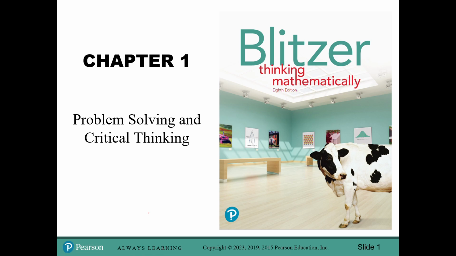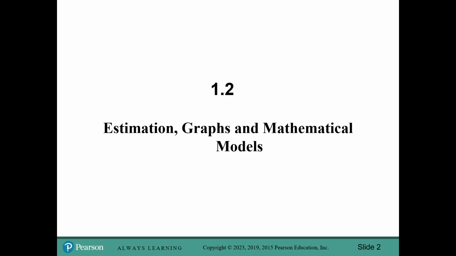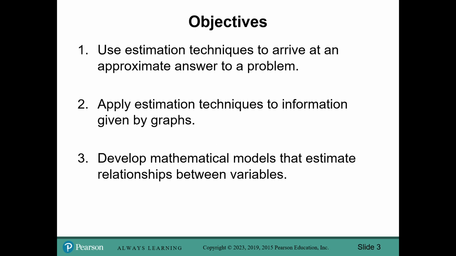Class. This is Math 102, Chapter 1.2 on problem solving and critical thinking. We will break this lecture into two videos. Now, Chapter 1.2 is on estimation, graphs, and mathematical models. Our objectives with this section are to use estimation techniques to arrive at an approximate answer to a problem, to apply estimation techniques to information given by graphs, and to develop mathematical models that estimate relationships between variables.